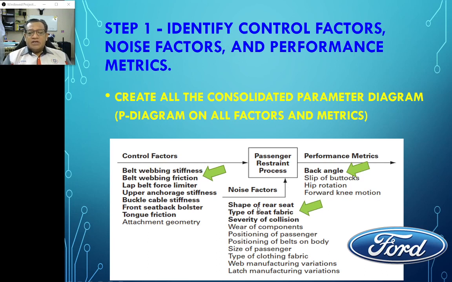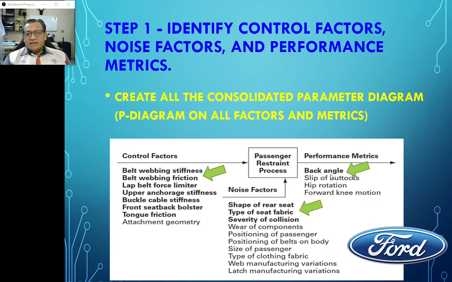For example, shape of the rear seat, type of seat fabric, severity of the collision or the condition of the collision, and so on. So in this case, control factors are being highlighted like this, right? The prime control factors and the prime noise factor are being highlighted like 3 of these. And ultimately, control factors and noise factors combined in the crash, what are the metrics, the ultimate result that Ford engineers want to measure, which is the back angle.